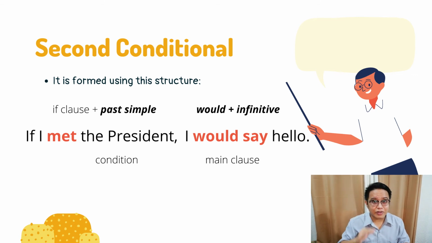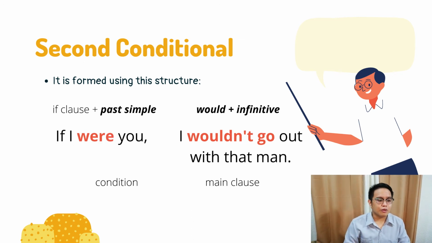Now let's see the inversion. Let's flip it. The main clause comes first and then the condition. So here's how it goes. Okay? If I were you, so the past tense is were. Right? So, if clause plus past simple tense. So, the condition is correct. Now, let's go to the main clause. The main clause says, I wouldn't go out with that man. So, I wouldn't go out with that man is our main clause. And then, the formula for the main clause is would plus the infinitive.